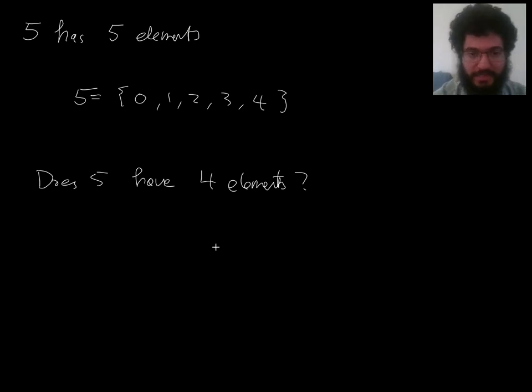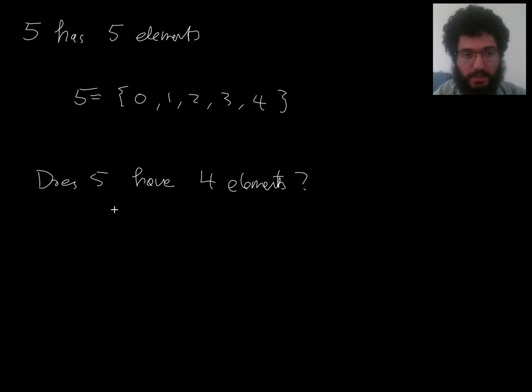So we'd like to say no. Hopefully 5 does not have 4 elements. If it did, then probably something is wrong with our definitions. So hopefully the answer is no. But how would we prove something like that? How can we know for sure that 5 does not have 4 elements?